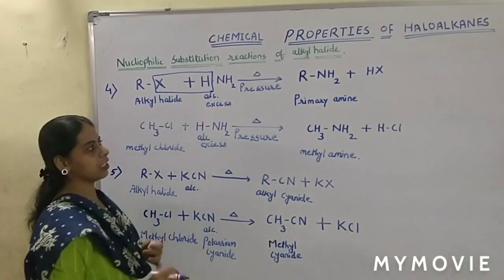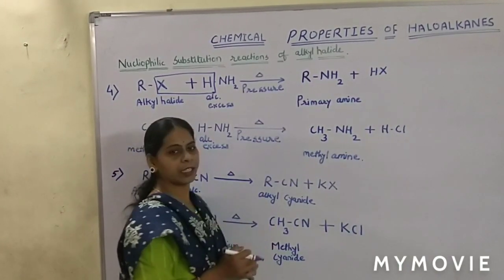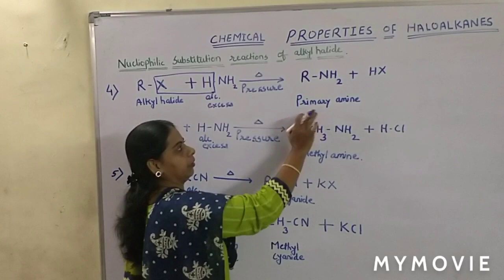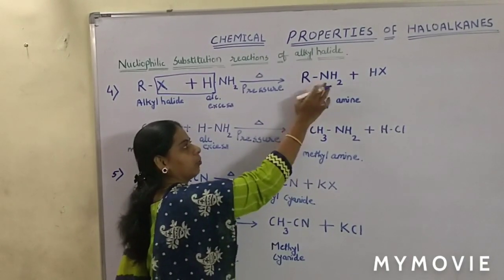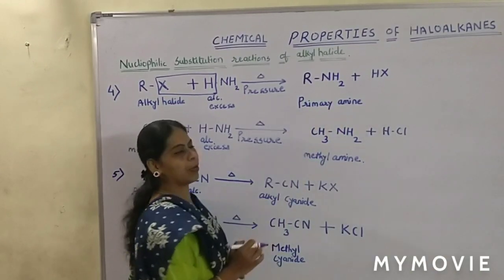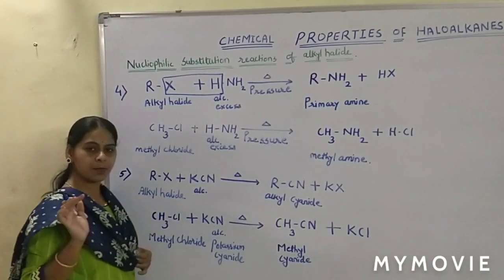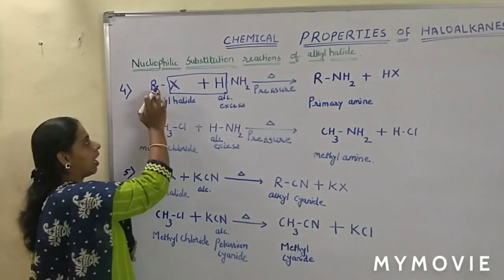So RNH2 will be left. This is our original product, RNH2, and this is the formula of a primary amine because one alkyl group is attached to the nitrogen. So this is the primary amine and the byproduct is HX. Now this is the general reaction. We'll see the specific reaction.